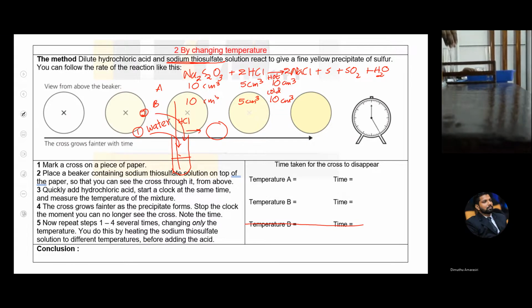Just try to make it. Answer: 10 cm cubed of thiosulfate, water 10. So you brought, where is your thiosulfate?